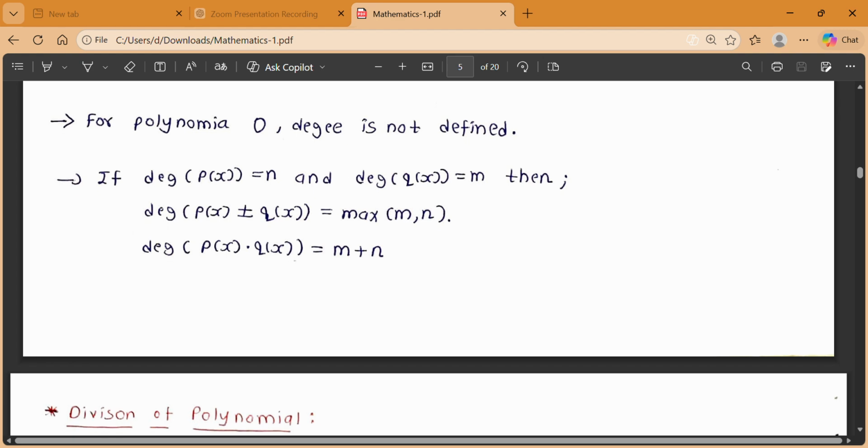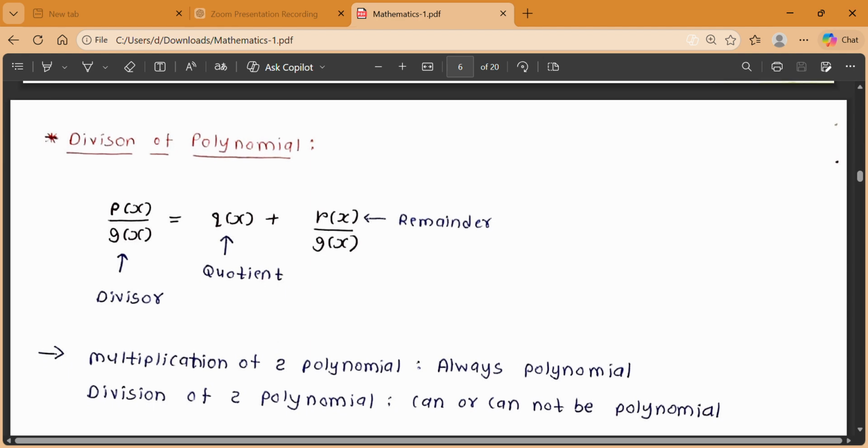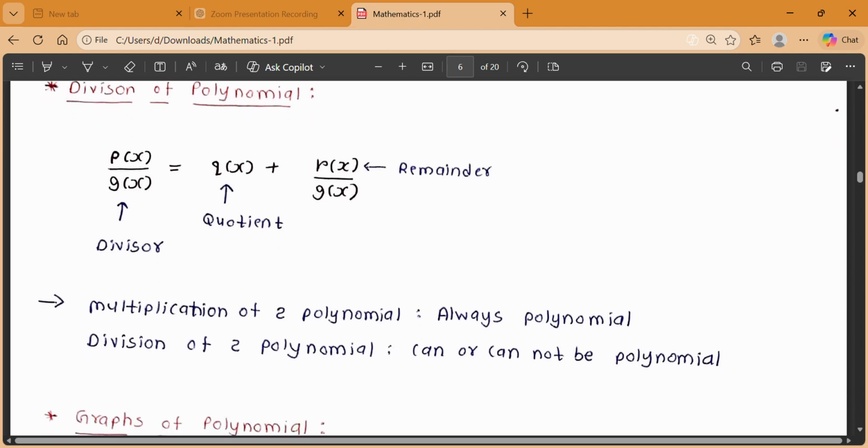If the degree of p(x) is m and the degree of q(x) is n, then the degree of p(x) times q(x) is m plus n, and the degree of p(x) plus q(x) is max of m and n. Division of polynomials: p(x) equals divisor times quotient plus remainder.